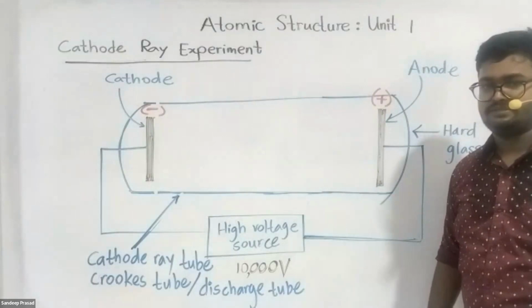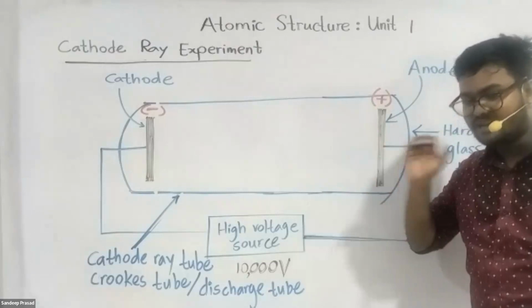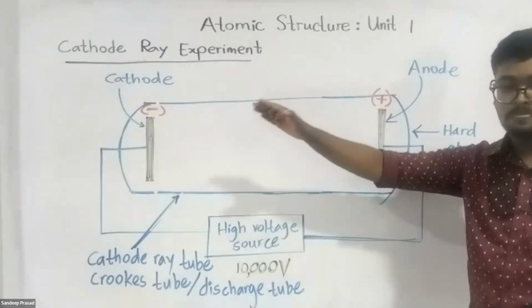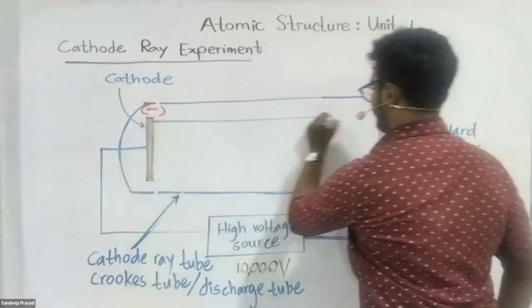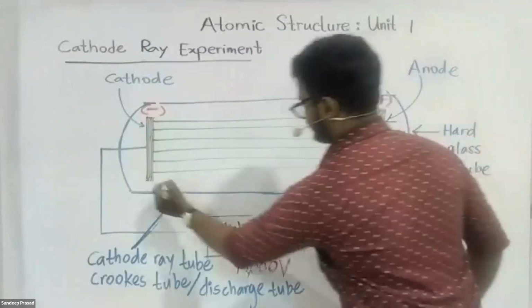I'm explaining that accident. Accidentally, they observed a green color glow from the cathode side to the anode side. That means some radiations are emitting from cathode to anode. Cathode to anode, they observed some radiations emitting. Very, very important. Look at this one. They observed that green color.